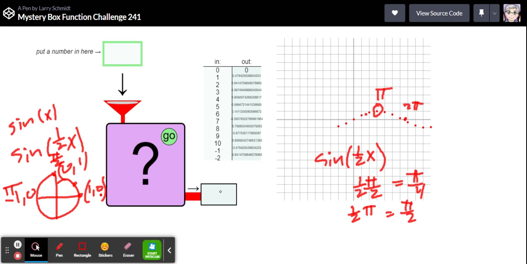I think we've got this. Let's go ahead and look. Yeah, there it is. So this is the sine of 1/2 times x, and we can graph that as well. Beautiful, slow curve of that sine function.